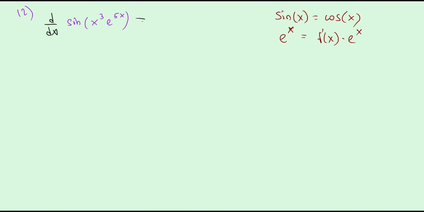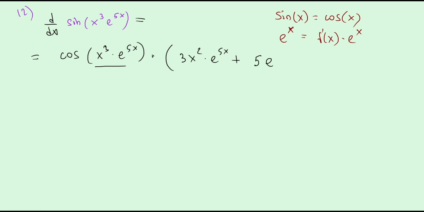So let's find the derivative. Derivative of sine is cosine, so we're going to get cosine of x cubed times e to the 5x times, now we're finding the derivative of the inside function, which here we see that we need to use the product rule. So we're going to get derivative of x cubed, which is 3x squared times e to the 5x, plus derivative of e to the 5x, which is going to be derivative of 5x, which is 5, times the function itself, times the first function, which is x cubed. The rest is simplified.